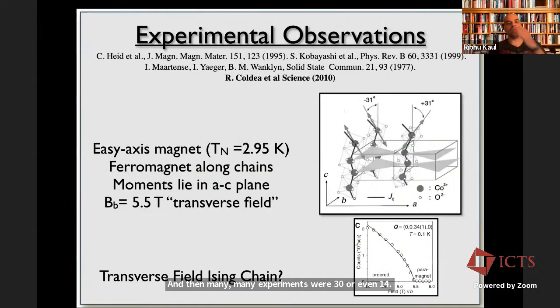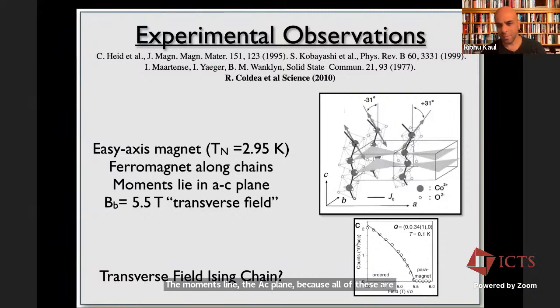So now, some experimental things that have been known for a long time about this material is that it's an easy axis magnet. Of course, I discussed the cobalt electronic structure, but this is just known from experiments on the entire magnet. So it's an easy axis magnet. The moments align ferromagnetically along chains. The moments lie in the AC plane. Okay, so all of these are very important.